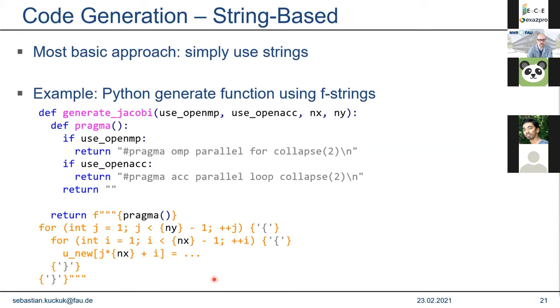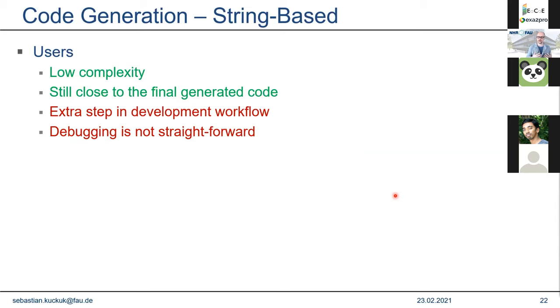We call the pragma function, which evaluates whatever we want to do. And then we have the loops, and we can already inline stuff like NY and NX, and also do that here in the calculation. And you can see this is really straightforward. It's really easy to understand. And for users, they favor the low complexity. This is a very low bar to get into that tool. And whatever you implement is still reasonably close to the final generated code. So it's not that you're doing something which is completely different to what you end up with.